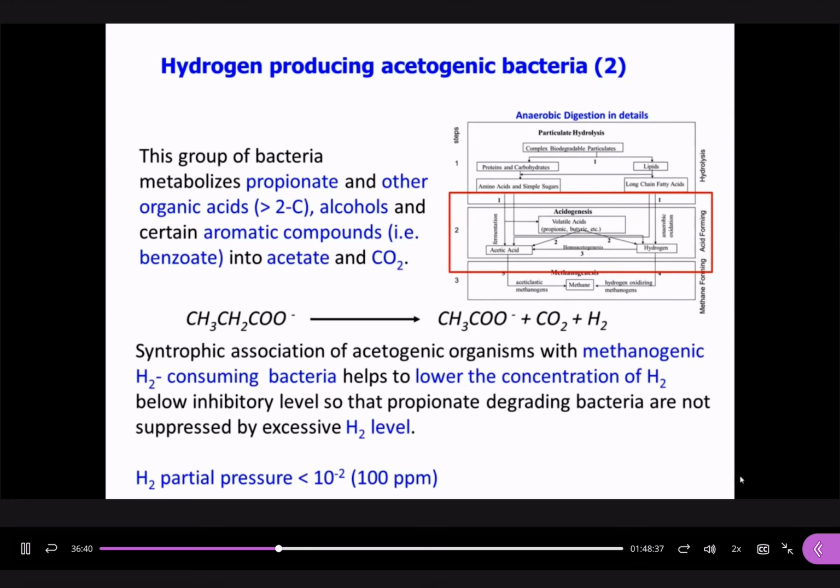Syntrophic association of acidogenic organisms with methanogenic hydrogen-consuming bacteria helps to lower the concentration of hydrogen below inhibitory levels, so that propionate degrading bacteria are not suppressed by excessive hydrogen level. Right. So this step is producing hydrogen gas, right? Hydrogen gas needs to be consumed. What's the result if we do not consume hydrogen gas? Will the reaction continue?